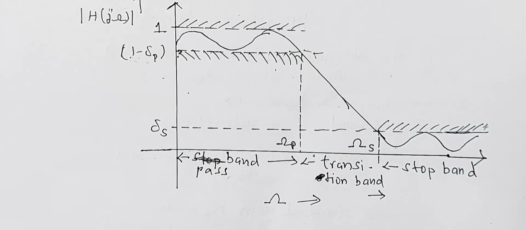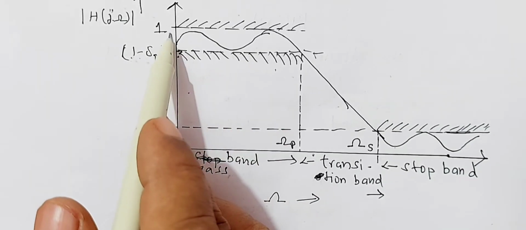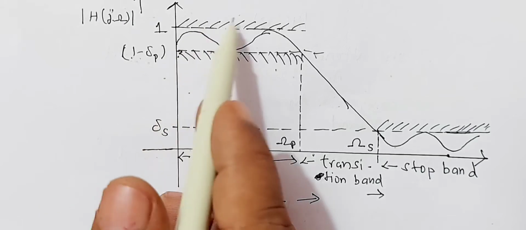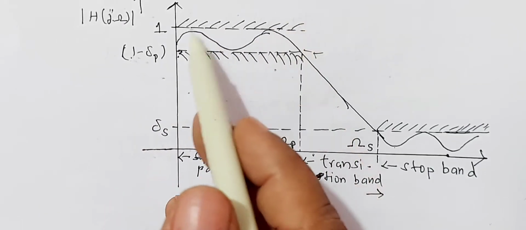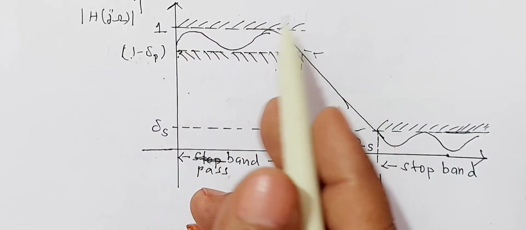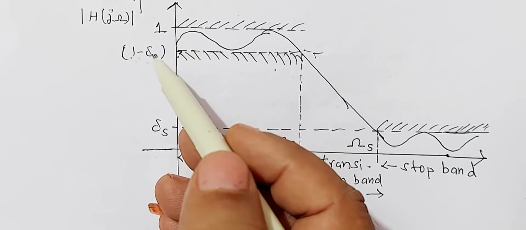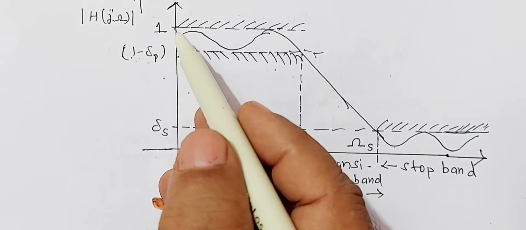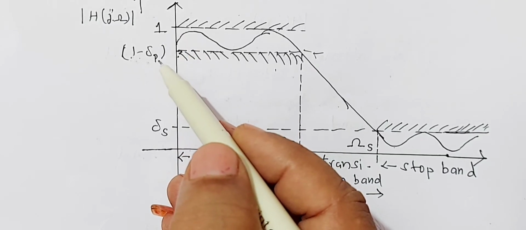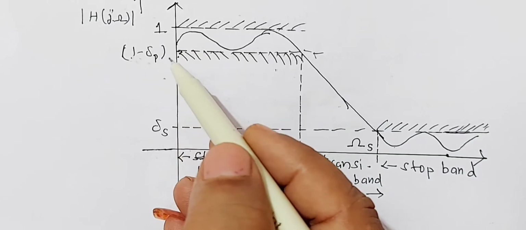That is, the value either increases or decreases from the rated value. Here the rated value is 1. But we know that above this 1 it is not specified. Therefore, you won't consider this. We consider only the lower value. So, the value of 1 can be changed to 1 minus delta p. So, from 1 to 1 minus delta p.